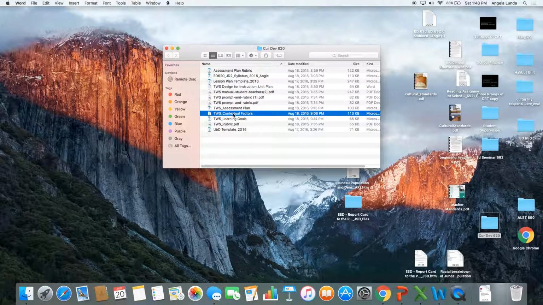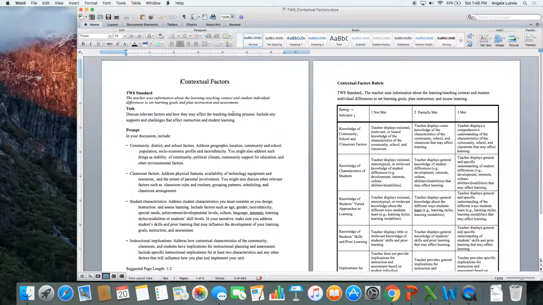So the contextual factors, this is the actual assignment. The standard addressed is: the teacher uses information about the learning teaching context and student individual differences to set learning goals and plan instruction and assessment. And your task is to discuss relevant factors and how they may affect the teaching learning process, include any supports and challenges that affect instruction and student learning.